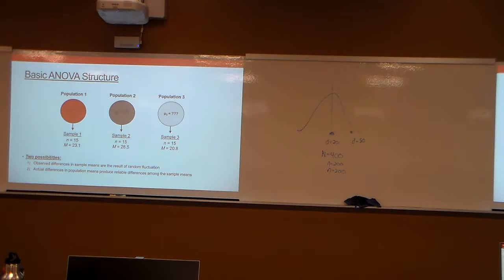Always 2 possibilities. Remember that we could see results just as a consequence of random fluctuation, right? Even if these populations did have the exact same mean, the exact same variance, it would be unlikely that we would get exact same values for each one of these means, right? So it's possible that differences that we're seeing across these 3 scores, a mean of 23, 28.5, and 20.8, could be due just to random variability, just random sampling. This is just sampling error, okay? This is a good example of sampling error.